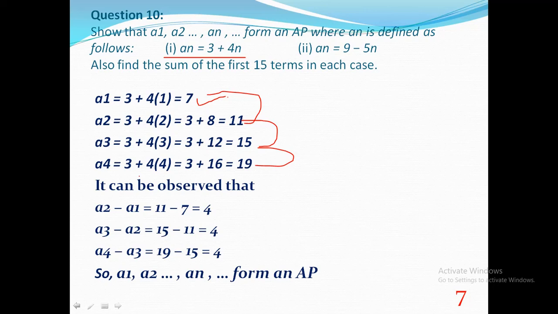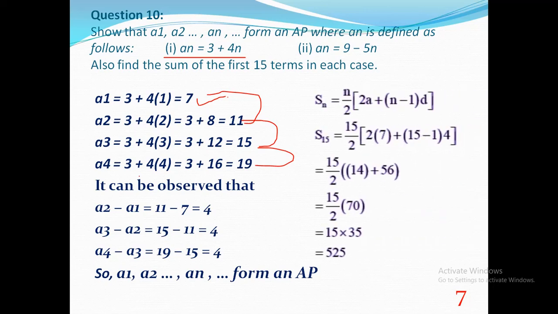Now we need to find the sum of first 15 terms. It is easy. We will take the formula Sn equal to n by 2 into 2a plus n minus 1 into d, where n is 15, and a we know is 7 and d we know is 4. So a we write 7 and d we write 4. 2 into 7 is 14, plus 14 into 4, 56. 14 plus 56 is 70. 15 by 2 into 70, 15 into 35, that is 525. That is the answer here for the first question.